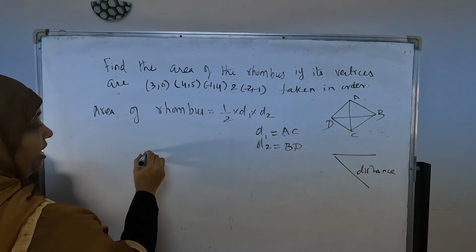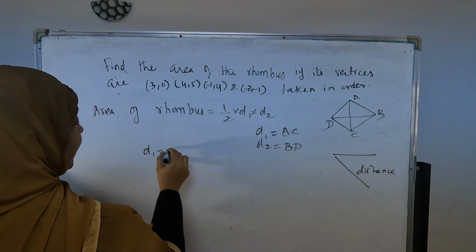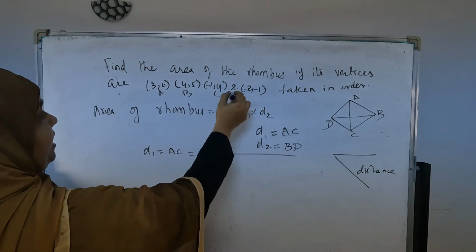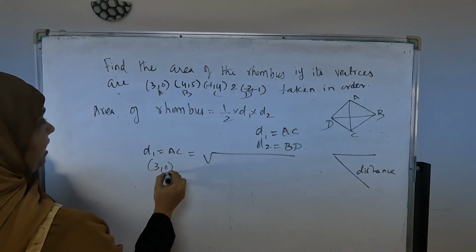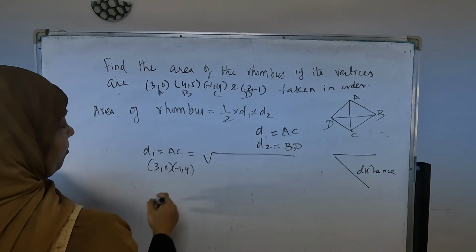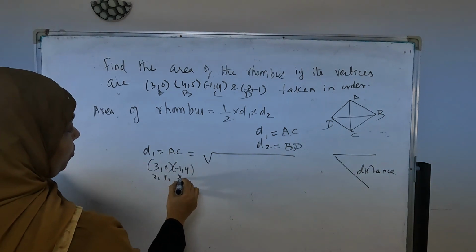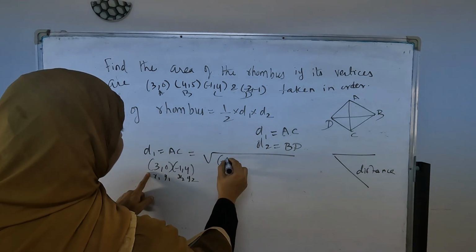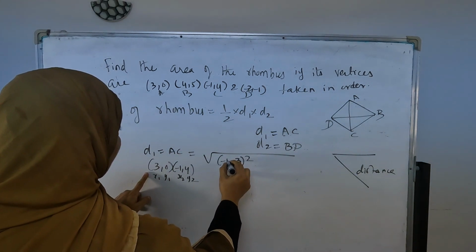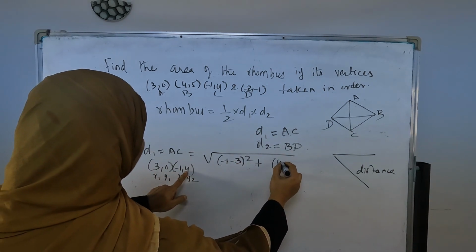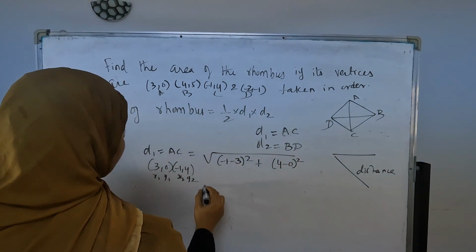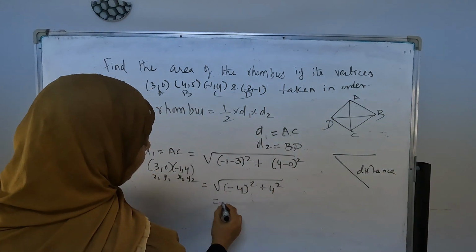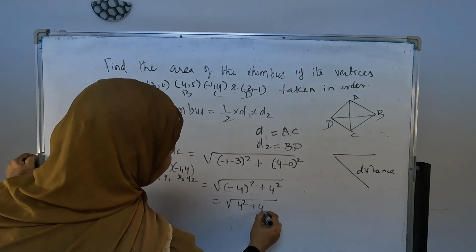So D1 we will find. D1 distance is what? AC only. So AC we have to find using the distance formula. We are writing A, B, C, D for our convenience. A is (3, 4) and C is (0, minus 1, 4)? X1, Y1, X2, Y2. To avoid mistakes, write like this: X2 minus X1 the whole square plus Y2 minus Y1 the whole square. So minus 4 the whole square plus 4 square. It is 4 square plus 4 square.